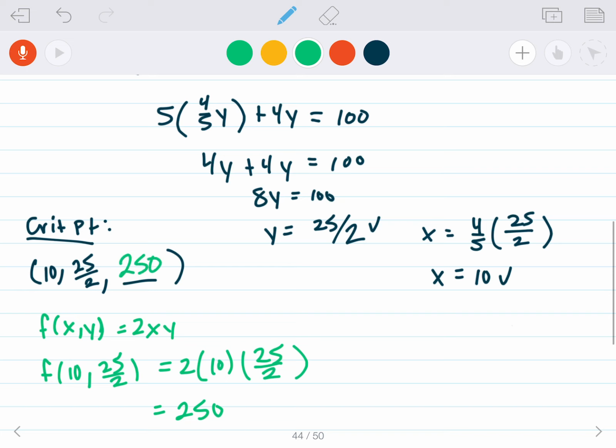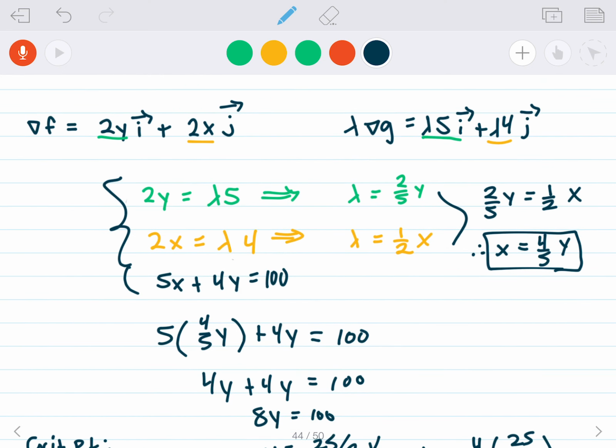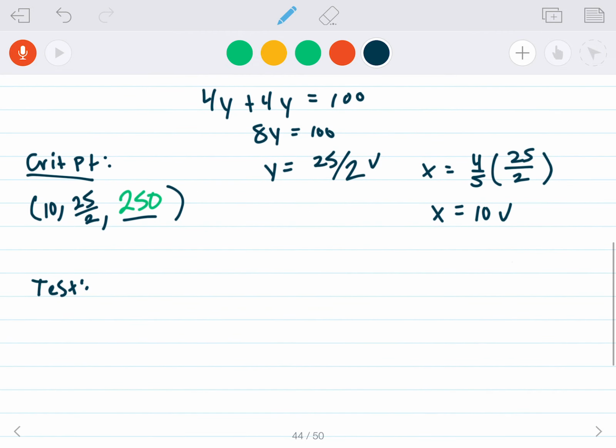So we're not sure if this is a max or a min. So we need to use a test point. And to find the test point, you can pull out your constraint. It's going to be one of them for sure, but we don't know which one it is. So our constraint says 5x plus 4y equals 100. So I need to find x and y values to satisfy this and just test it out to see if I get a number bigger or smaller than 250.